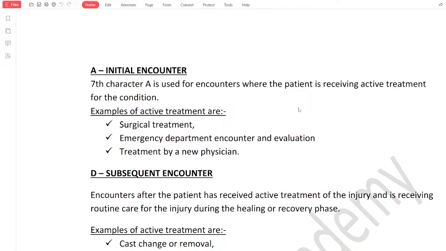And D is for subsequent encounter. Subsequent encounter means follow-up or follow-up care. After the patient has received treatment of the injury and he is receiving routine care, or he is coming for follow-up care, you have to use a subsequent encounter. In your question, if they have mentioned the patient is discharged from your hospital, but he is coming for a routine checkup, in this type of case you have to use seventh character D.